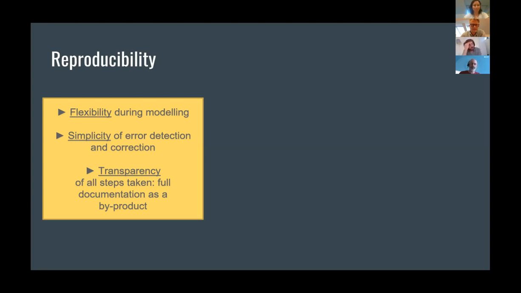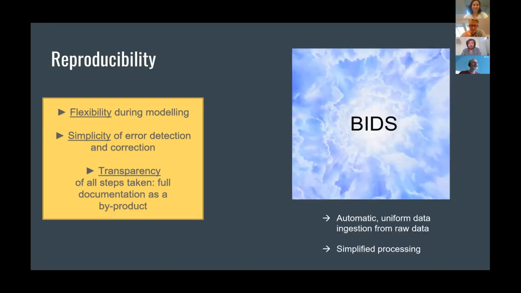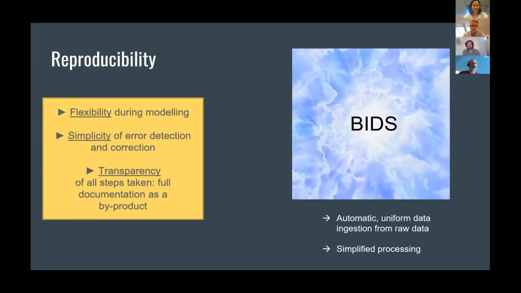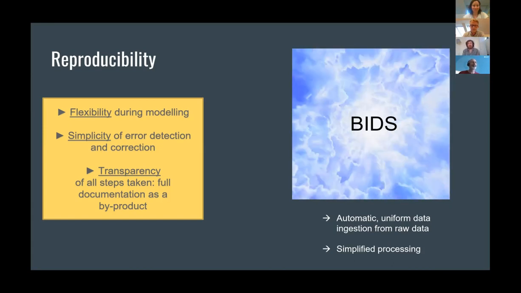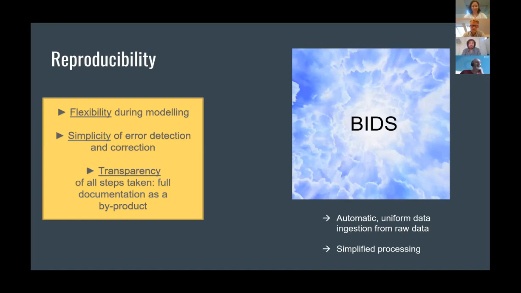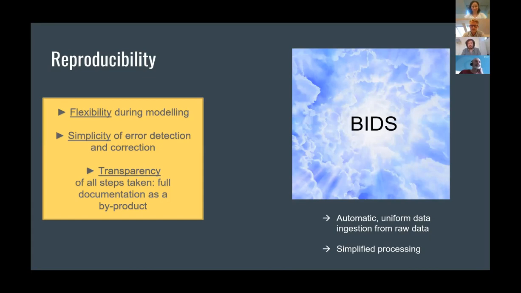Lastly, it allows for transparency of all steps taken with full documentation as a byproduct. So without needing to concentrate on actually being transparent, it is, and it documents everything, which is now a thing that we've been focusing on recently, with needing to actually document our research steps. So that is where BIDS comes into the picture. BIDS, by providing a completely standardized way of structuring data, allows for automatic and uniform data ingestion from the raw data, which actually makes it much easier to do processing of our data.